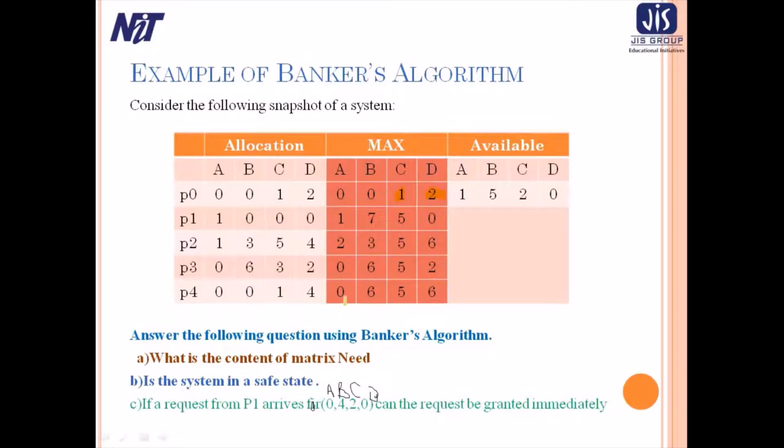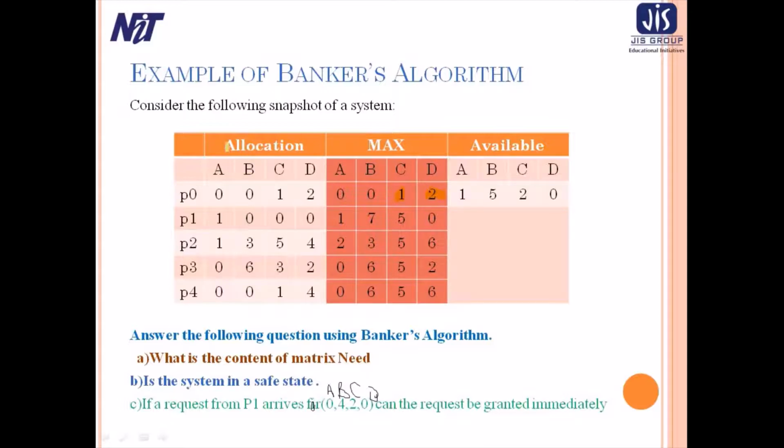And lastly for P4 it needs 0 instance of A, 6 instance of B, 5 instance of C, and 6 instance of D. So these are the maximum demand. Maximum demand means if P0 got all the resources, then he can start his execution. If P1 got all the resources, all the different types of resources, P2 if their demand is fulfilled, then they can start their execution.